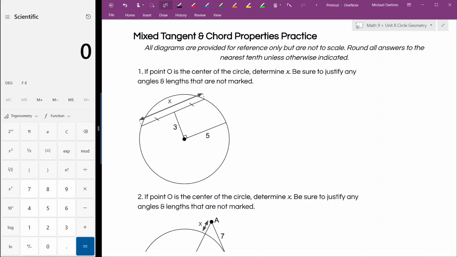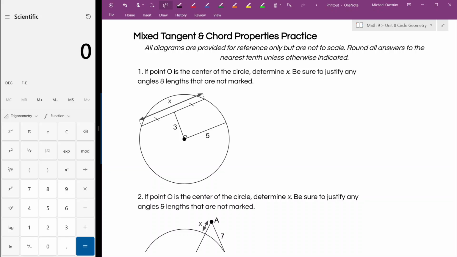Hello class, today we're taking a look at some mixed tangent and chord properties practice. So in this unit, the primary thing that we're trying to do with circle geometry is use bits of information that were given in the question or the diagram to be able to prove other bits of information that we aren't given but that we need in order to solve the problem.